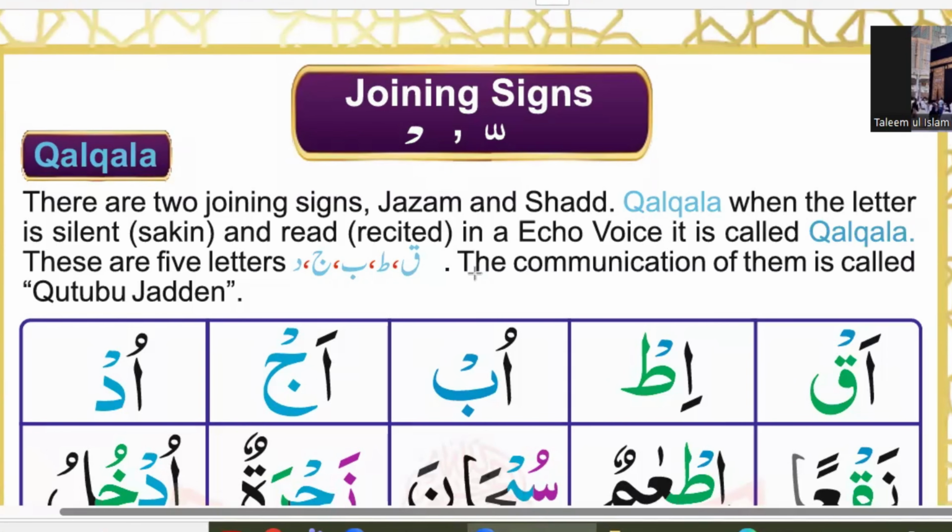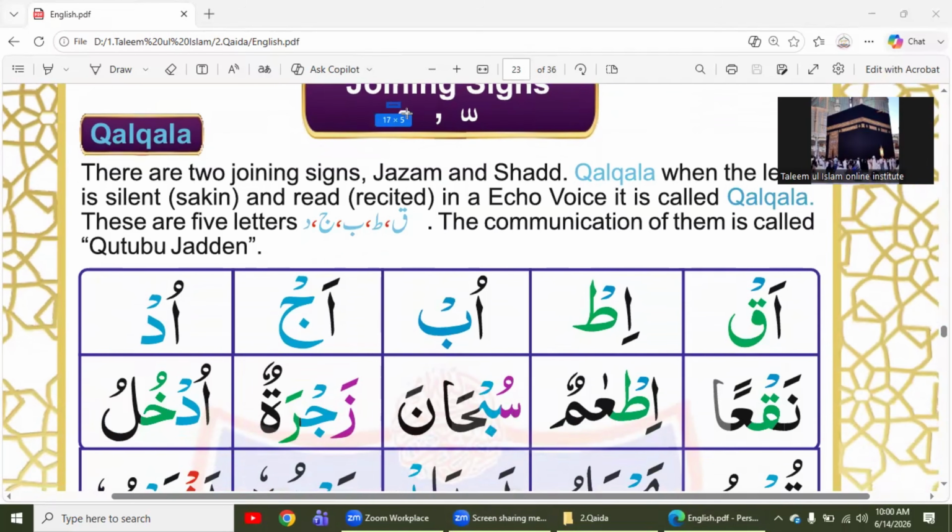In today's video, we are going to discuss what is Qalqala. So, before starting Qalqala, we must know about the Jazm or Sukun. This is the sign of a Jazm, or you can call it Sukun.